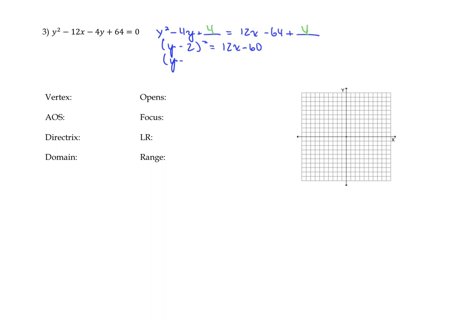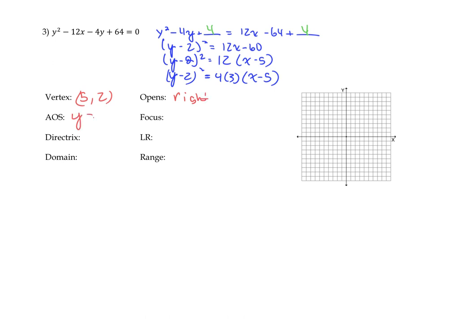I'm going to continue on the other side to factor out that 12 because I need to get it in 4p. So that's x minus 5. So y minus 2 squared equals 4 times 3 is 12, and x minus 5. So there I am in standard form. This gives me a vertex at +5, +2. It's a y squared. My p-value is positive, so it opens to the right. It is a y squared, so the axis of symmetry is y equals whatever the y is.